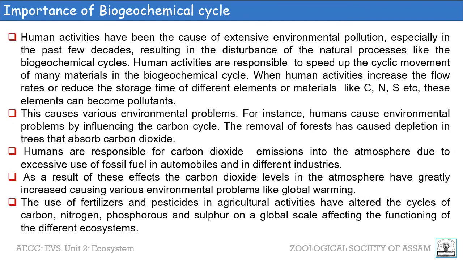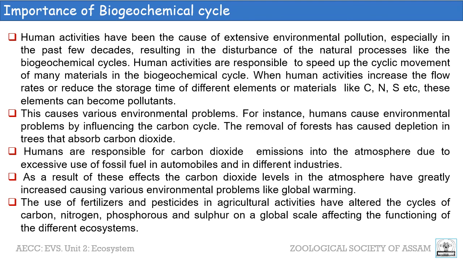Human activities have been the cause of extensive environmental pollution, especially in the past few decades, resulting in the disturbance of natural processes like the biogeochemical cycle. Human activities are responsible for speeding up the cyclic movement of many materials like carbon and nitrogen in the biogeochemical cycle. Human activities increase the flow rates or reduce the storage time of different elements or materials like carbon, nitrogen, sulfur, etc. These elements can become pollutants. This causes various environmental problems.